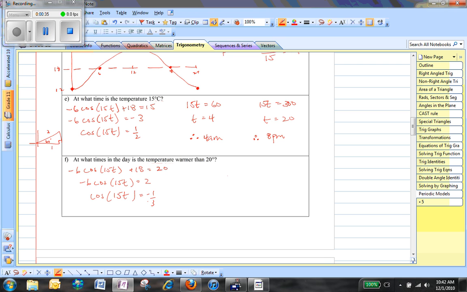I can do it two different ways. I can either punch cos 15t into y1 and negative a third into y2 and find where they intersect, or I can use my CAS rule and understand that cos is negative in quadrants 2 and 3 and do the question exactly that way. In either case, my answer comes out to 7:18 a.m. and 4:42 p.m. So between these two times, that's when the temperature is warmer than 20 degrees Celsius.